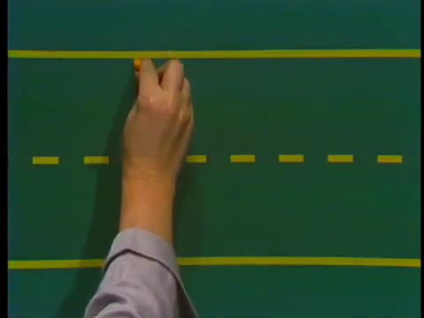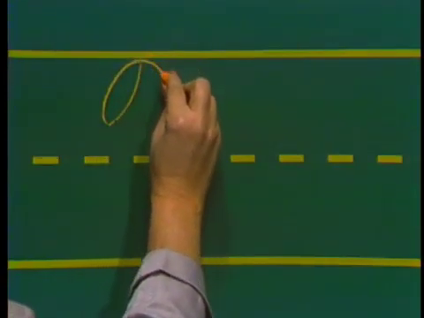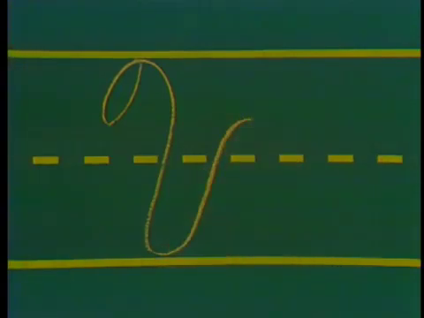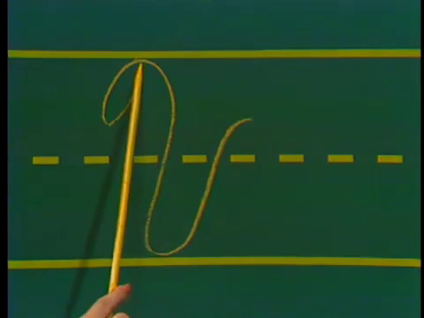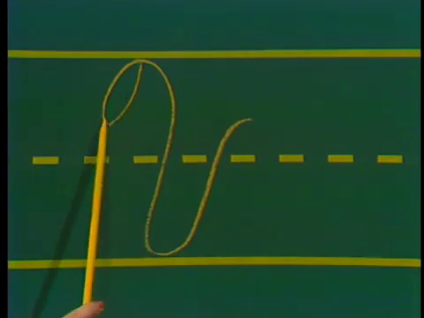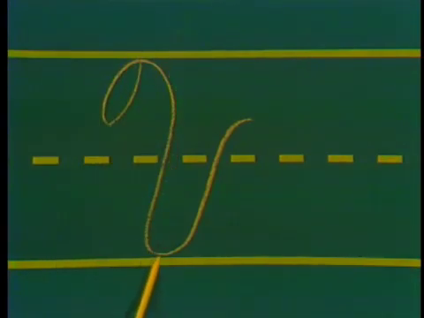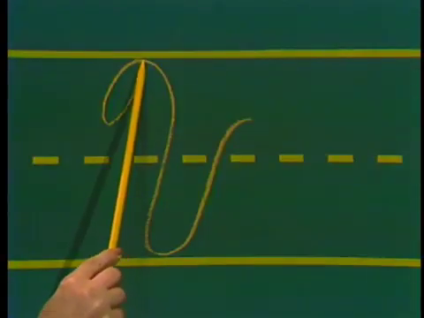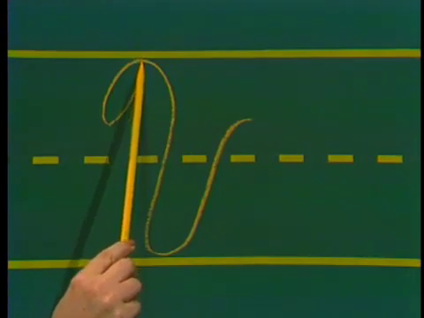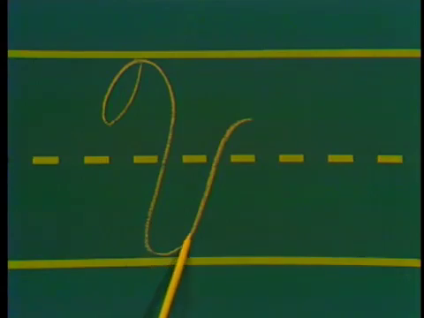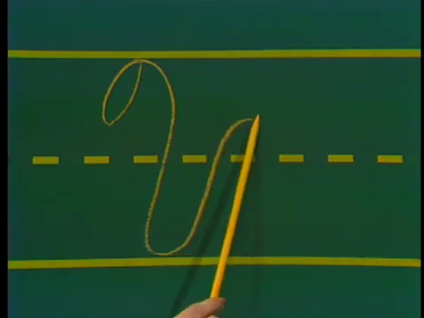Beginning at the headline with a vertical loop, curves forward and slants, then an undercurve and a curve out for the finish. Hold your pencil in the air and let's write the capital letter V as I trace this one. Ready? Begin. Vertical loop, curve forward, slant, undercurve, and curve out for the finish. Put your pencil at the headline, and I'd like for you to make this letter on your paper. Ready? Begin. Vertical loop, curve forward, slant, undercurve, and then curve out.